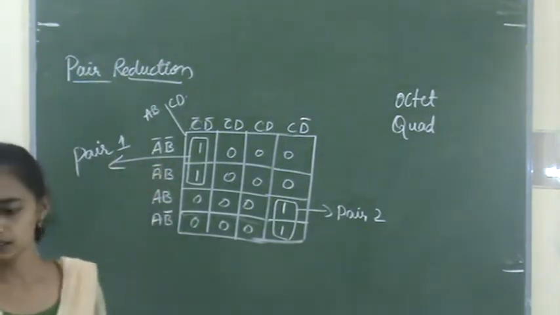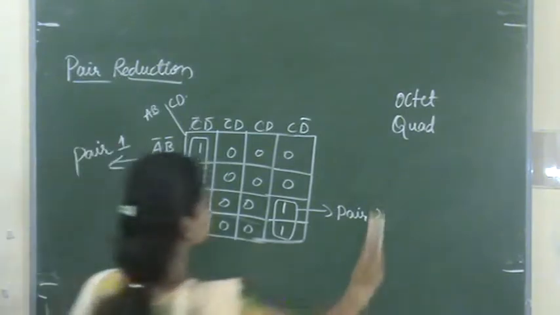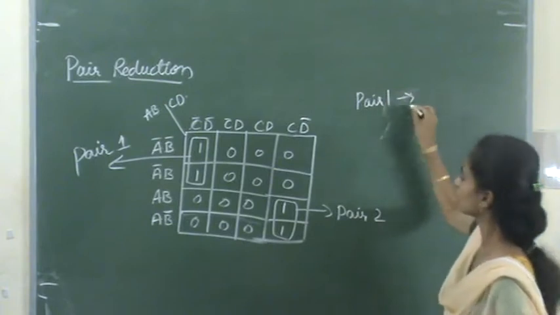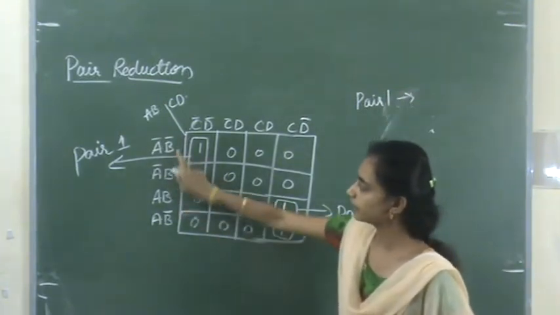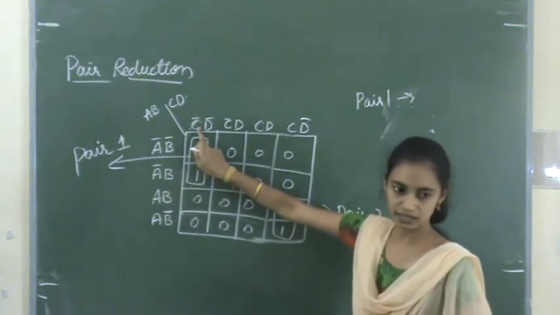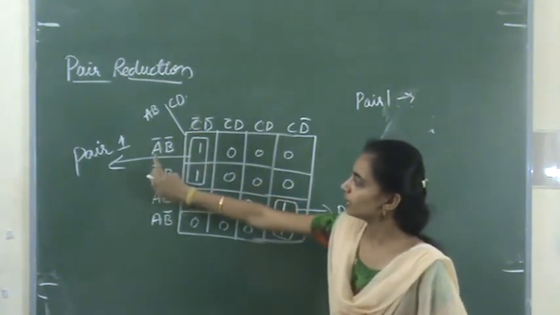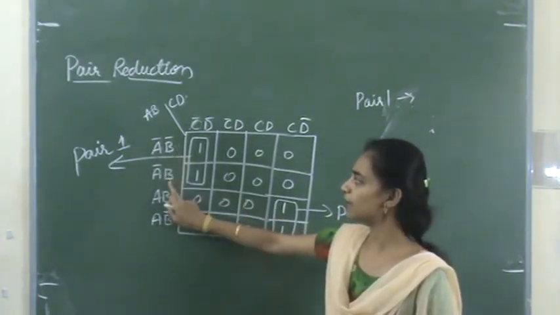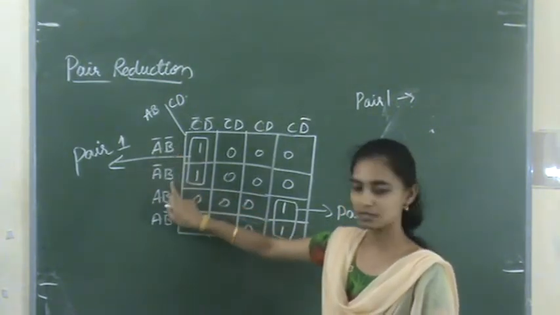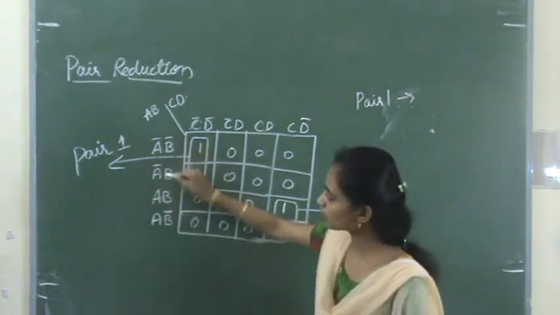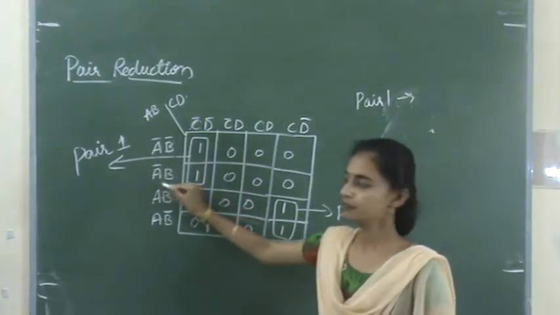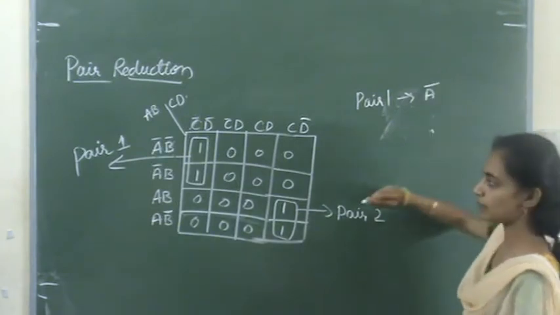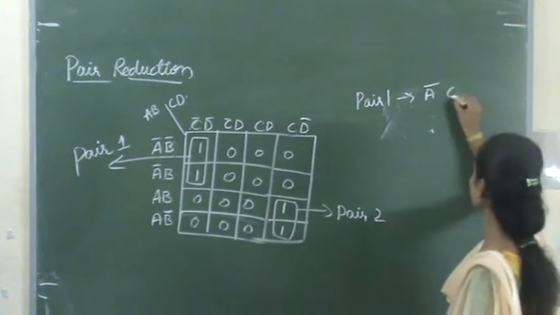See, for pair 1, here pair 1 is these 2, right? Here we have A bar, B bar, and A bar, B. We know that B bar plus B is equal to 1, so this eliminates these 2 variables, right? Then the remaining will be A bar. So this becomes A bar, and we have here C bar, D bar.